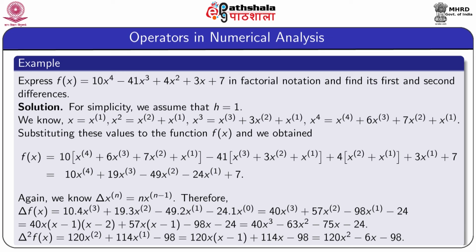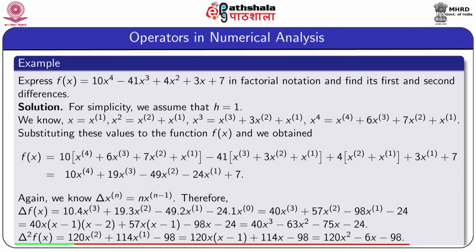After simplification, this becomes 40 x^(3) + 57 x^(2) - 98 x^(1) - 24. And in terms of x, this becomes 40x³ - 63x² - 75x - 24. So, this is the first order difference of f(x), and this is a very simple expression, and it is obtained by the rules used in derivatives.